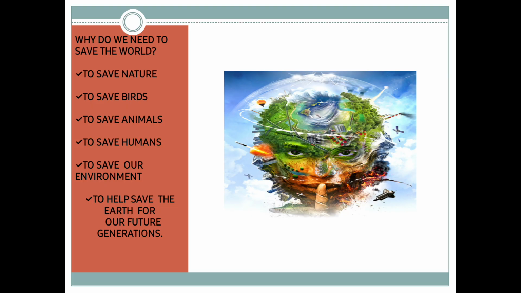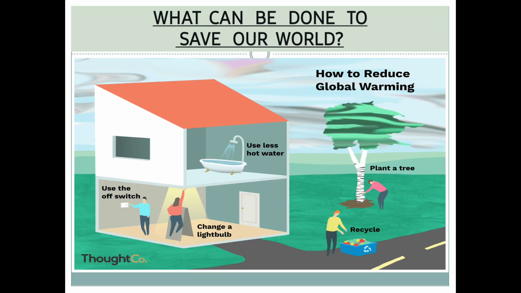Why do we need to save the world? If we want to save our nature, we have to save the world. If we want to save the birds, we have to save the world. If we want to save the animals, we have to save the world. And if we want to save the humans, we have to save the world. So, indirectly, we all need to save our environment to help save the earth for our future generations.